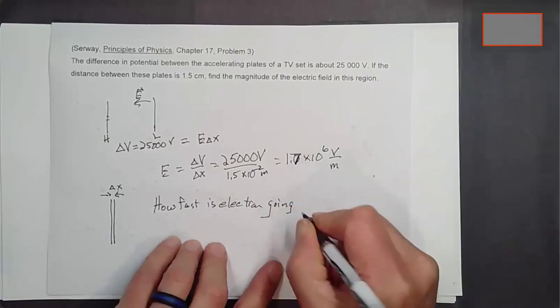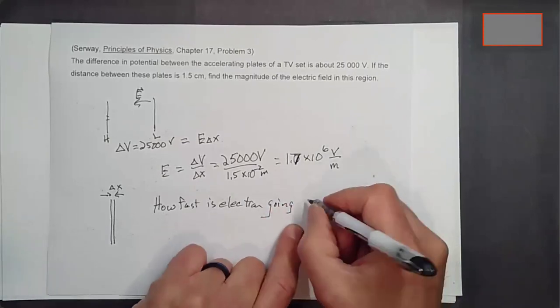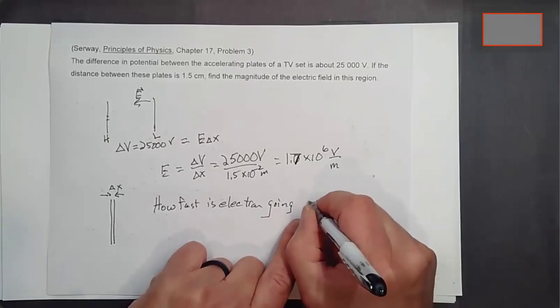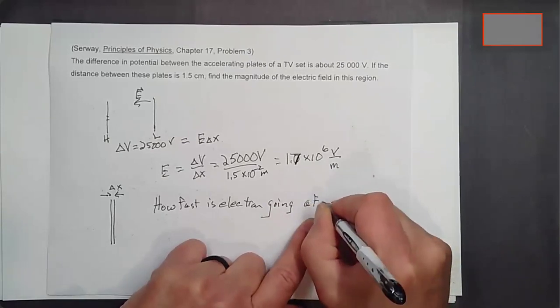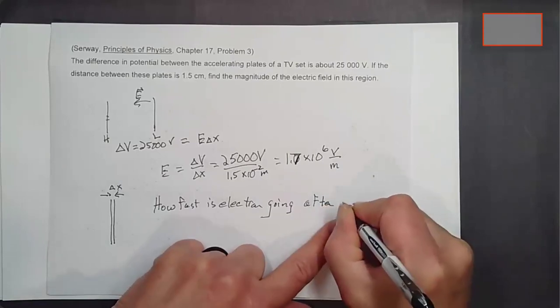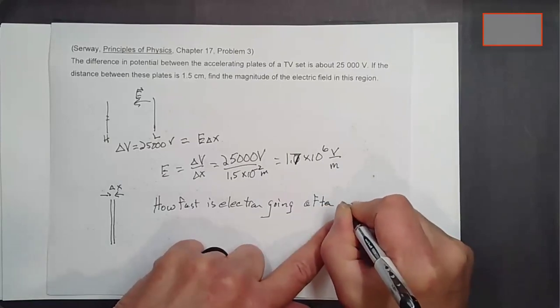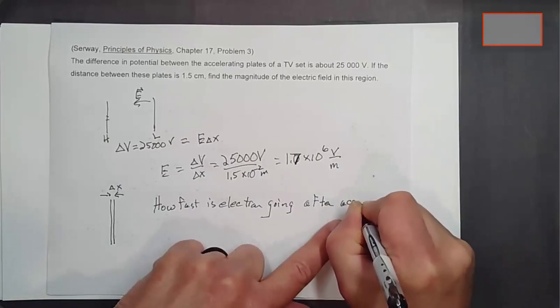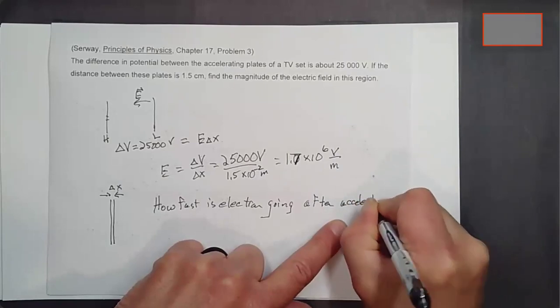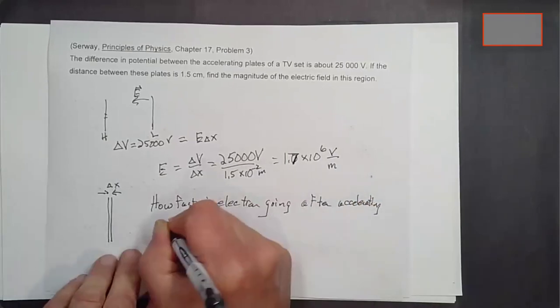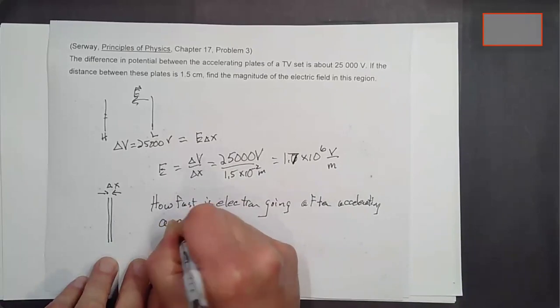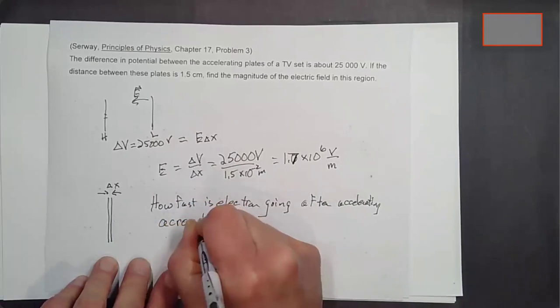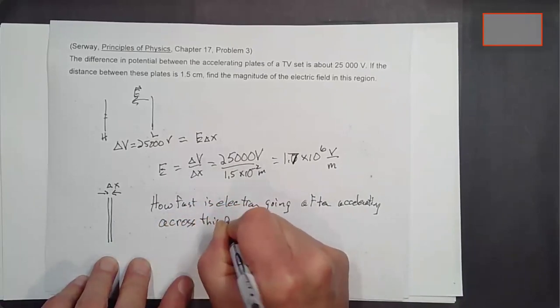But here's a simple problem. How fast is the electron going after crossing the divide, after accelerating across this potential difference?